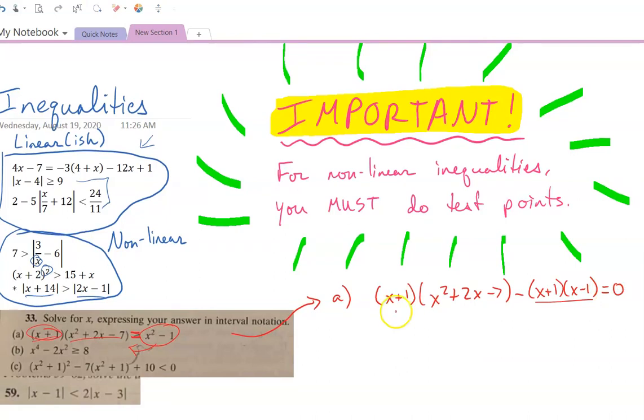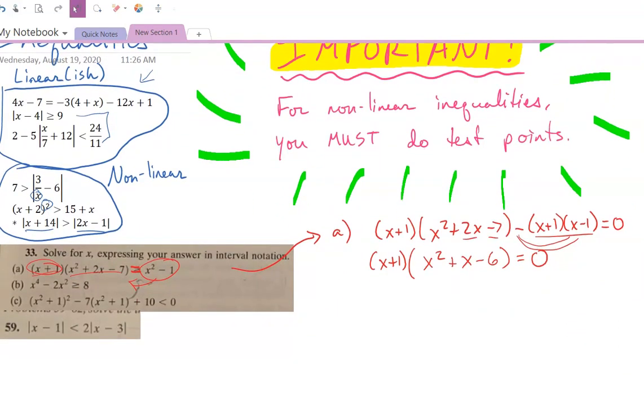And then from here, I can factor an x plus 1 from both pieces, and I have x squared, and now I have plus 2x minus x, so plus 1x, and then negative 7 minus negative 1, so negative 7 plus 1 is negative 6, equals 0. If you want to distribute first, no problem, but I'm trying to do it in as few steps as possible, okay? And so now I'm going to look at this piece to see if I can factor that.